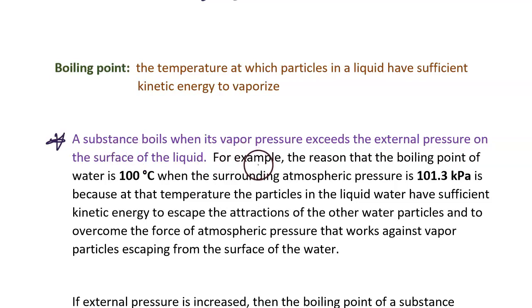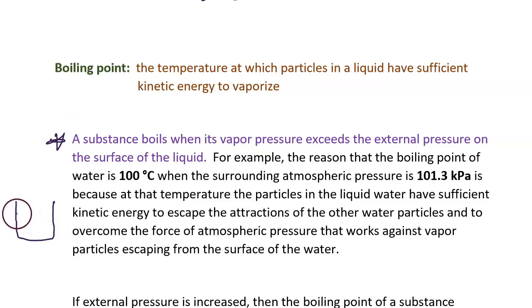For example, the reason that the boiling point of water is 100 degrees Celsius when the surrounding pressure is 101.3 kilopascals is because at that temperature, the particles in the liquid have sufficient kinetic energy to escape the attractions of the other water particles and to overcome the force of atmospheric pressure that works against the vapor particles escaping from the surface. Let me draw a quick sketch, this time of an open container.